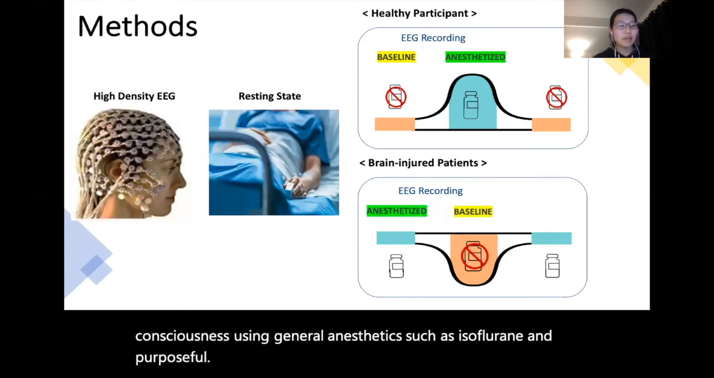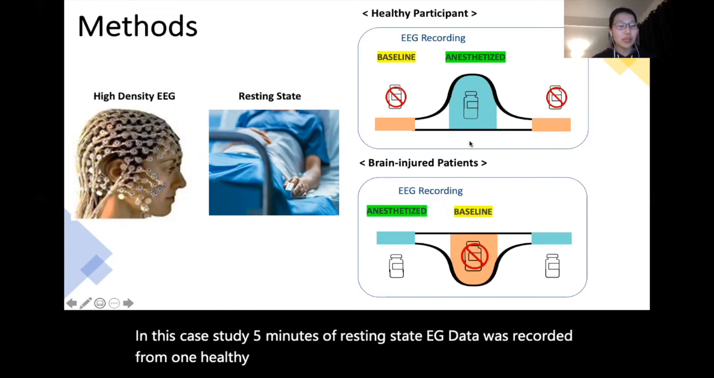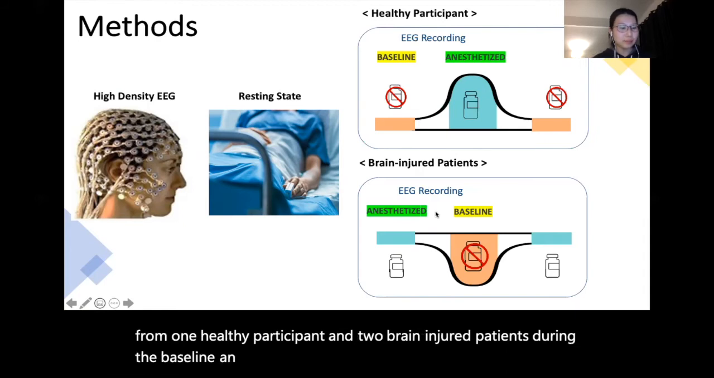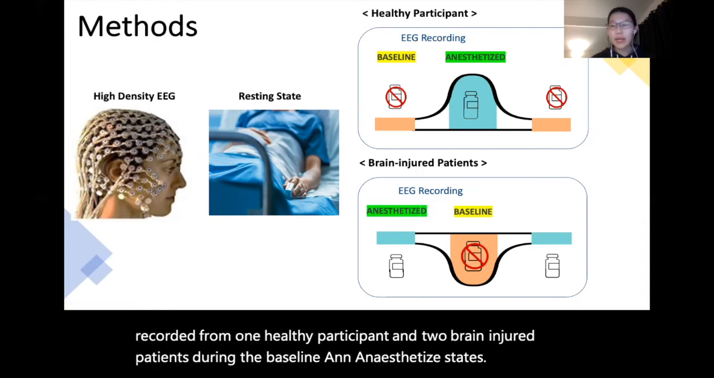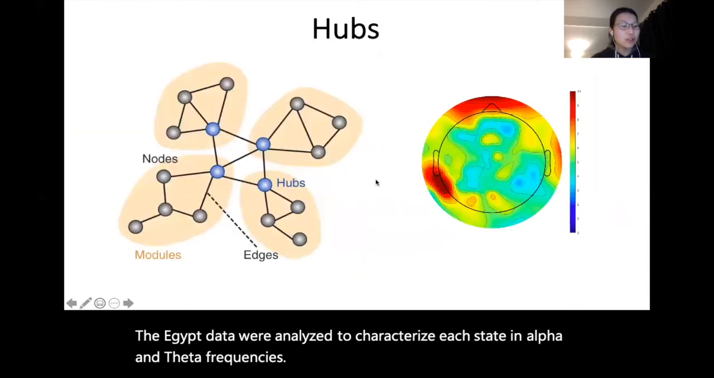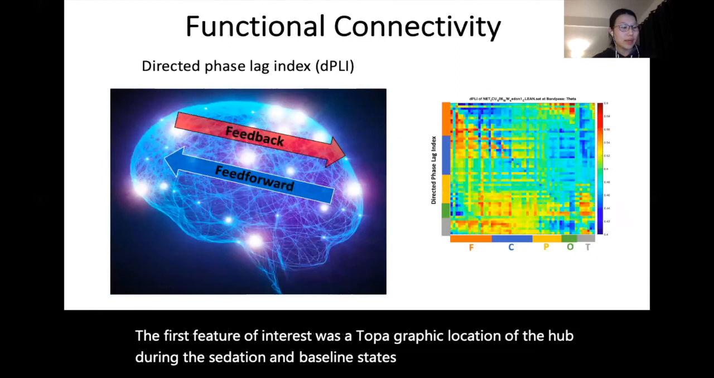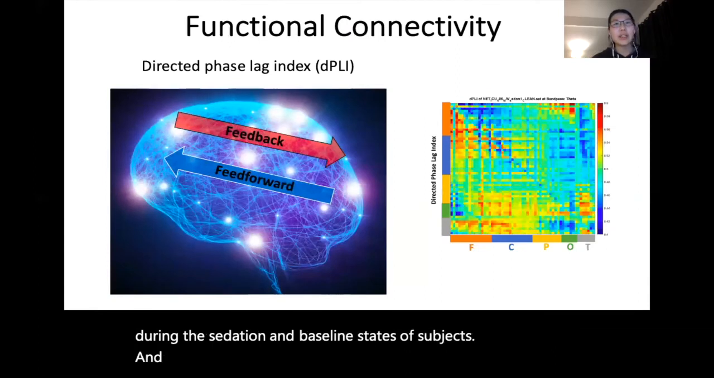In this case study, 5 minutes of resting state EEG data was recorded from one healthy participant and two brain injured patients during the baseline and anesthetized states. The EEG data were analyzed to characterize each state in alpha and theta frequencies. The first feature of interest was the topographic location of the hub during the sedation and baseline states of subjects. And the second was the directionality of functional connectivity measured in dPLI.